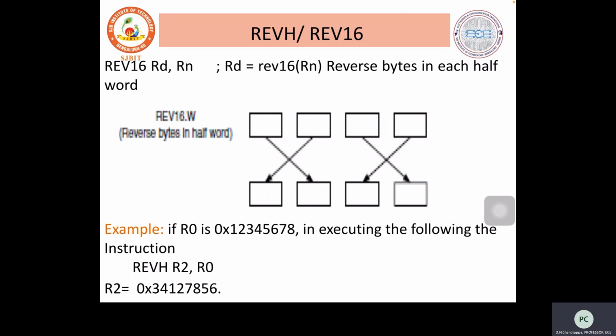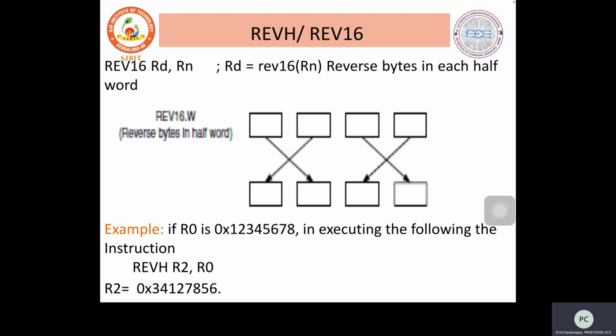Okay, now I'll go to the next instruction. REVSH. Reverse bytes in bottom half word and sign extend the result. So here, the half word data becomes reversed, but the higher bytes are sign extended, which means it becomes 1111, in the hexadecimal form FF.